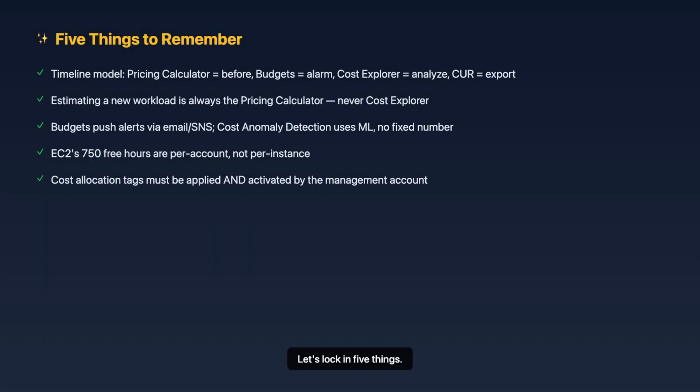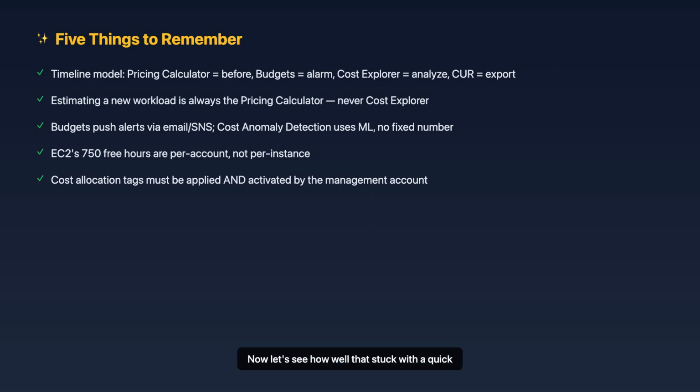Let's lock in 5 things. 1. The timeline model. Pricing calculator is before, budgets is the alarm, Cost Explorer is analyze, and the cost and usage report is export. 2. Estimating a new workload is always the pricing calculator, never Cost Explorer. 3. Budgets pushes alerts via email or SNS against a number you set, while cost anomaly detection uses machine learning with no fixed threshold. 4. EC2's 750 free hours are per account, not per instance. And 5. Cost allocation tags must be both applied and activated, and only the management account can activate them.